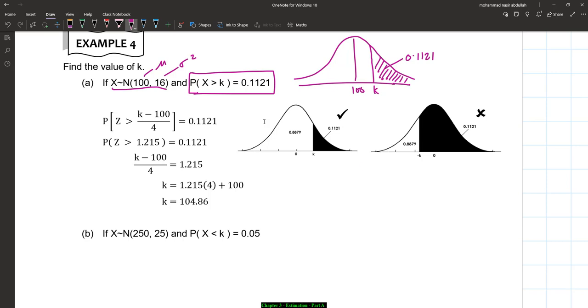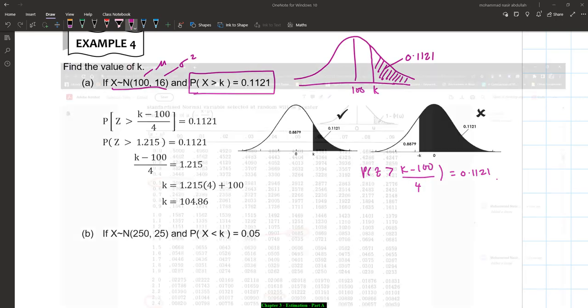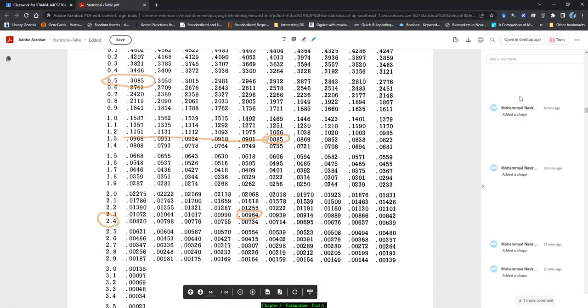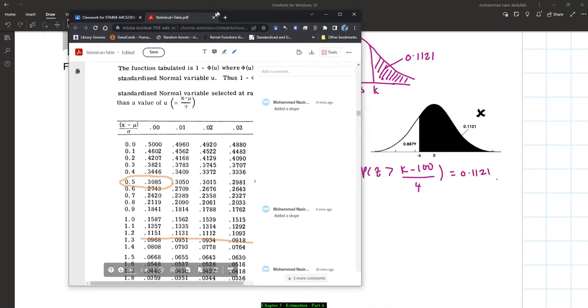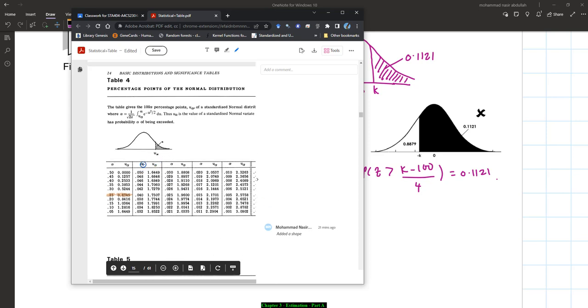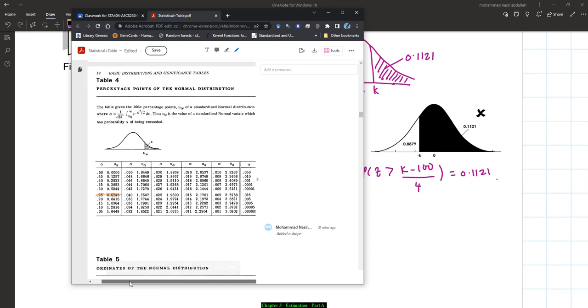Next, probability of z more than k minus 100 divided by 4, right, because square root of sigma square is 4. And this one should be 0.1121. So, looking at the statistical table. As I said, we're going to use table number 3 and table number 4. First, look at table number 4. Try to find alpha equal to 0.1121. Impossible, right? Because in table number 4, we only have some values. 0.11, not found.